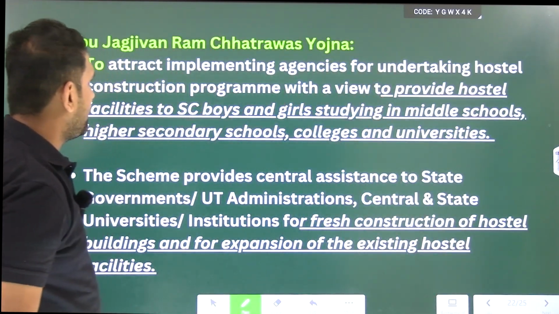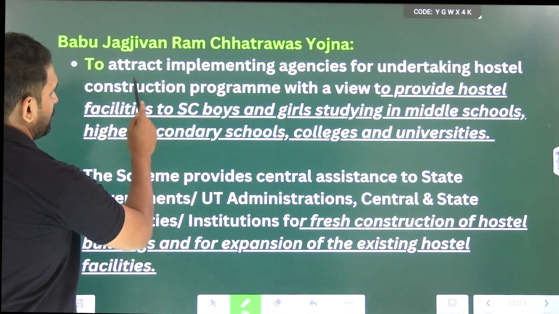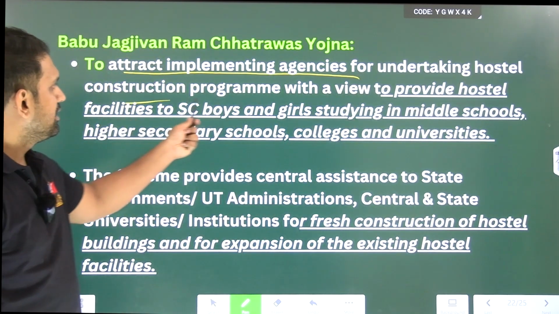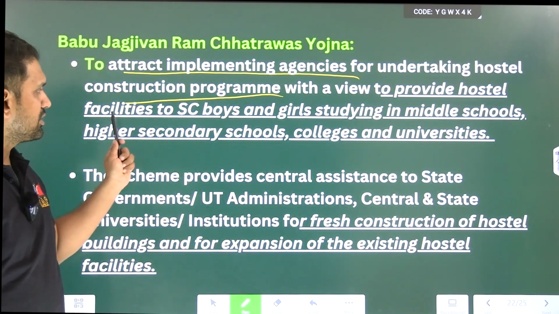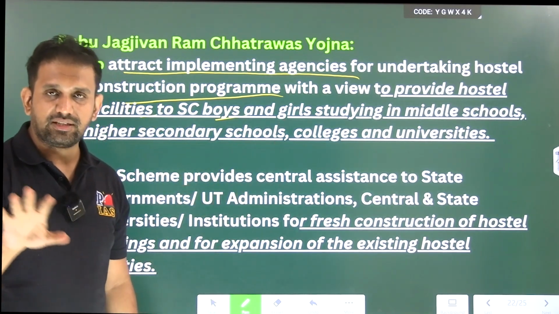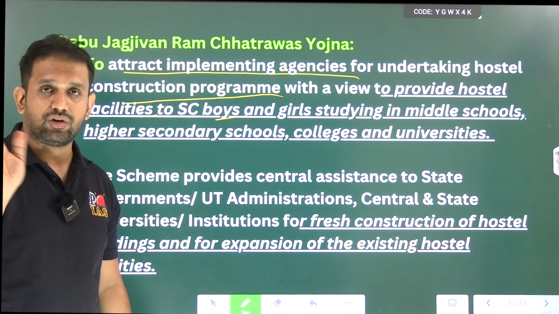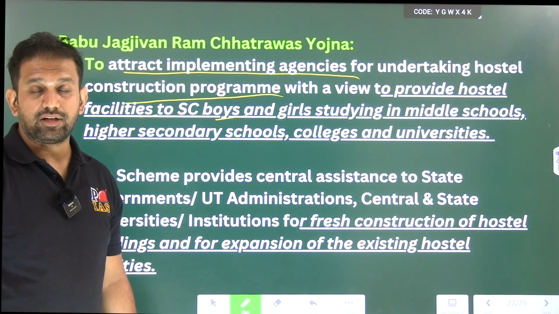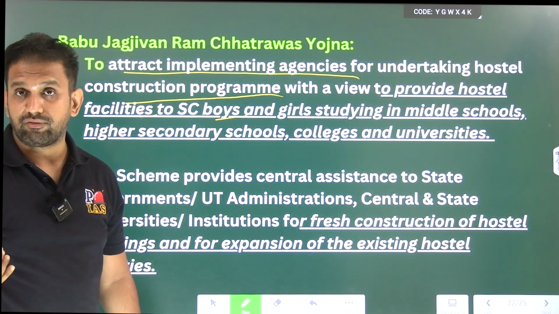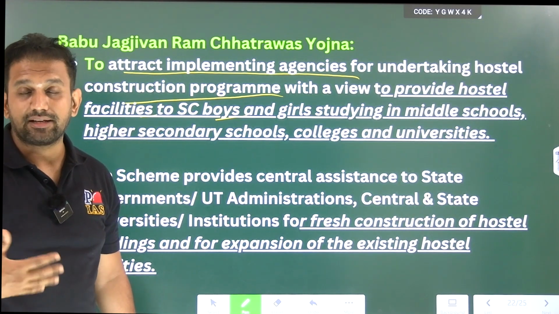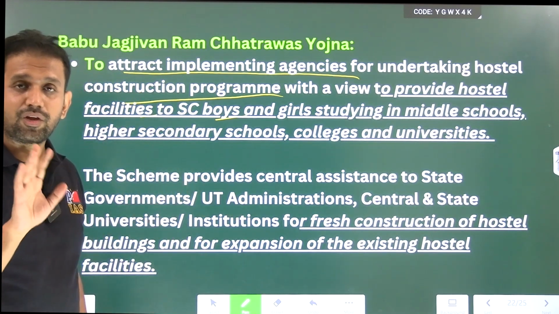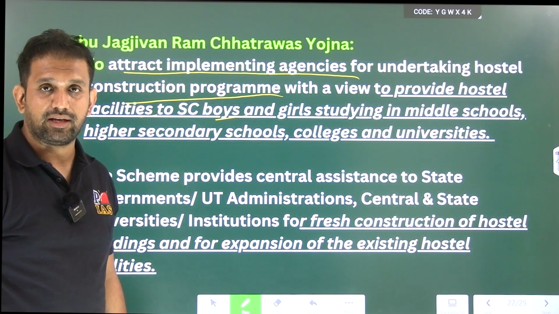Babu Jagjivan Ram Chhatravas Yojana is to attract implementing agencies for the construction of hostels to provide hostels to SC boys and girls. Every city, every urban area should have an SC hostel for girls and boys. Because when they come to the city, to urban areas, they are coming away from the family where they should live, and they will incur a lot of cost if they take private hostels. That's why under this Yojana, hostels will be created for SC, ST boys.